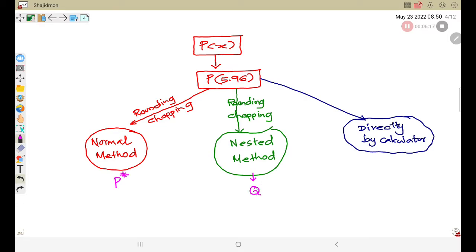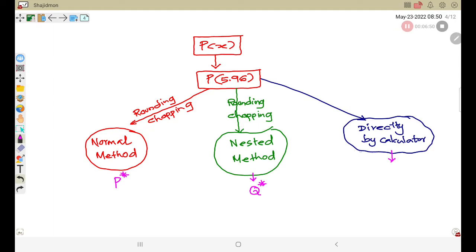Okay, so nested means Q. Approximate value means we are just putting a star notation, Q star. If you are using P star also, no problem, both are approximate values. The normal way we find the approximate value, and the nested way also finds the approximate value. Just for your understanding, I am giving two notations. One is P star. P star means the normal method approximate value, and Q star means the nested method approximate value.